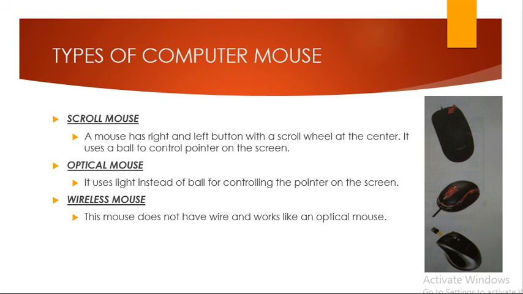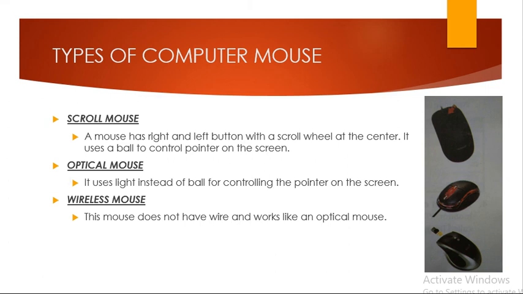A mouse has a right and left button with a scroll wheel at the center. You can see this side is called the left button, and this is called the right button. In a scroll mouse, you can see a wheel at the top, which is used for controlling the cursor or pointer on the screen.